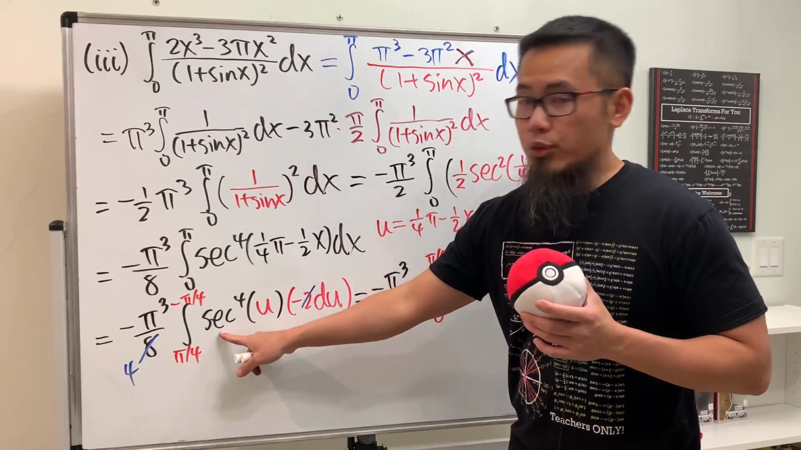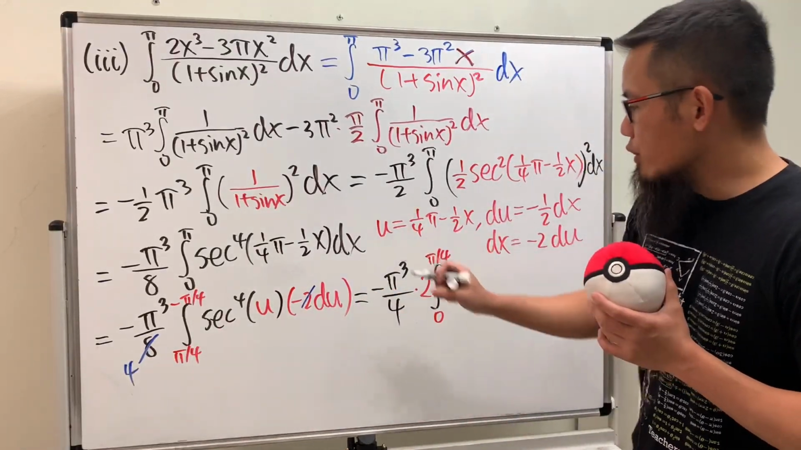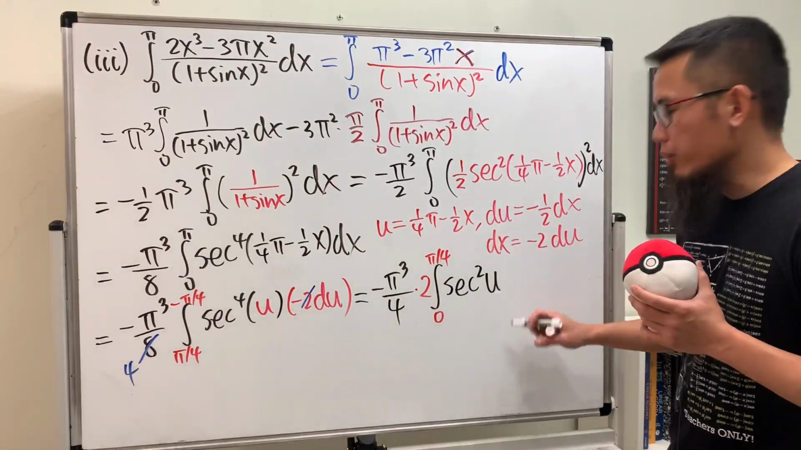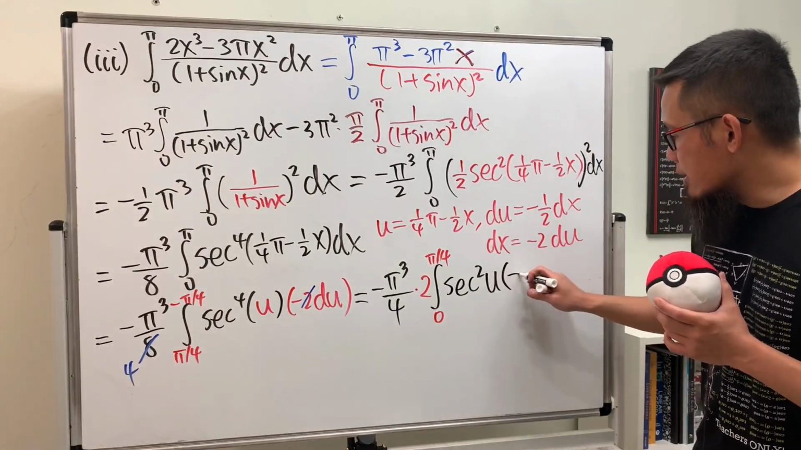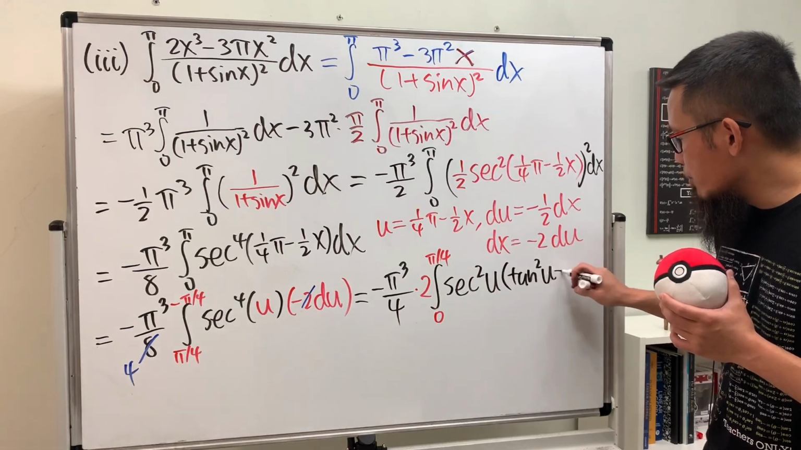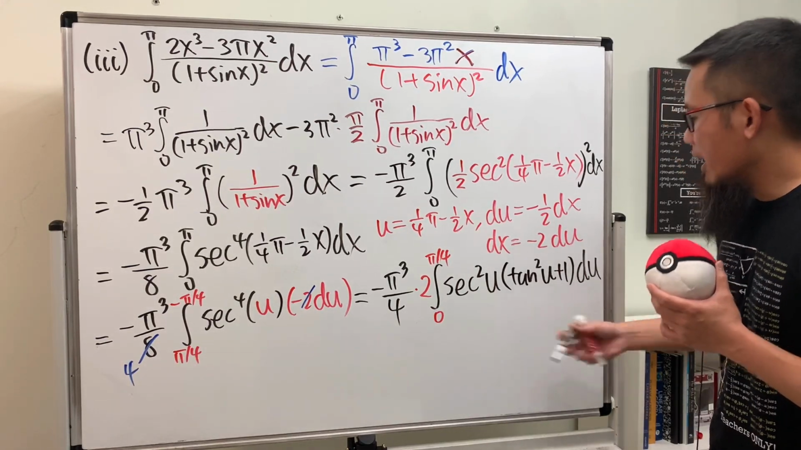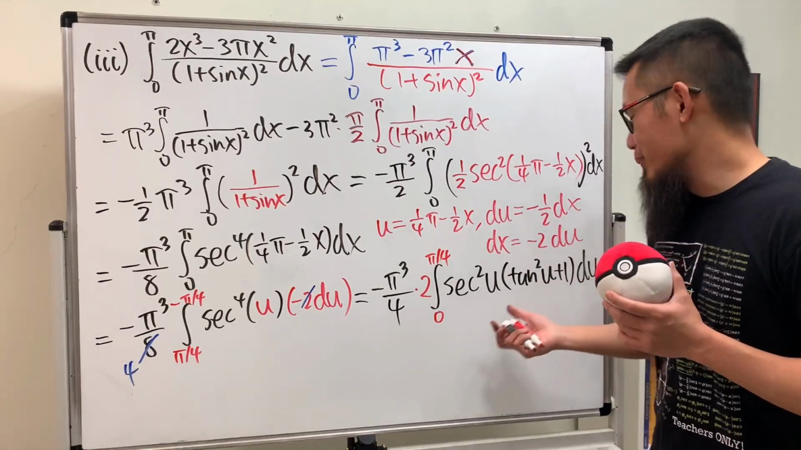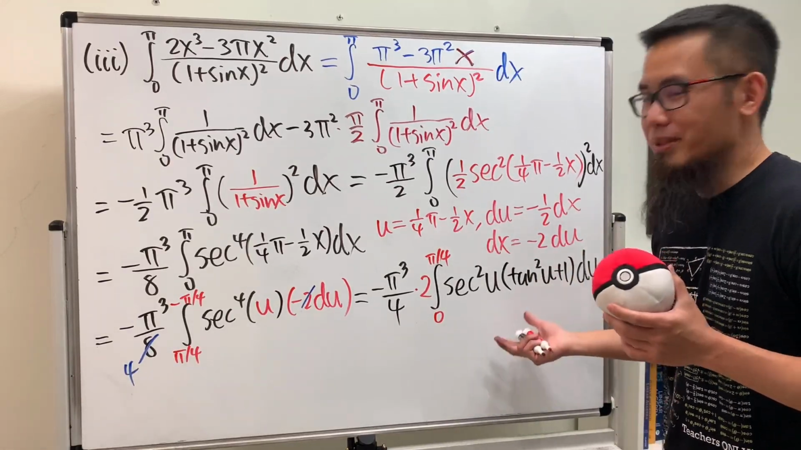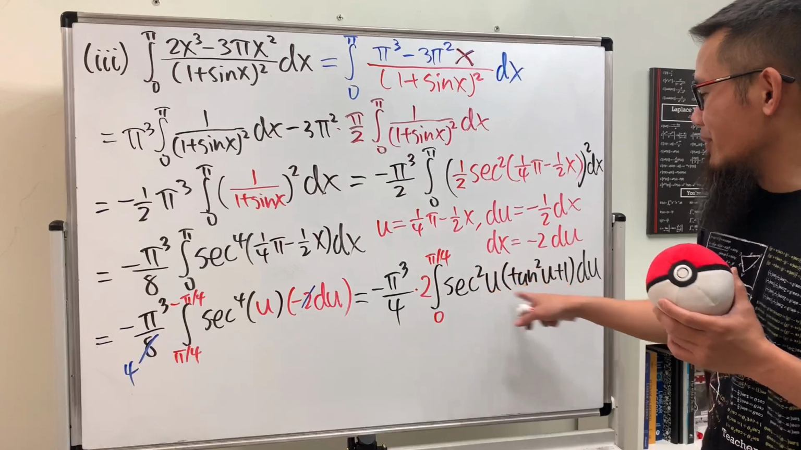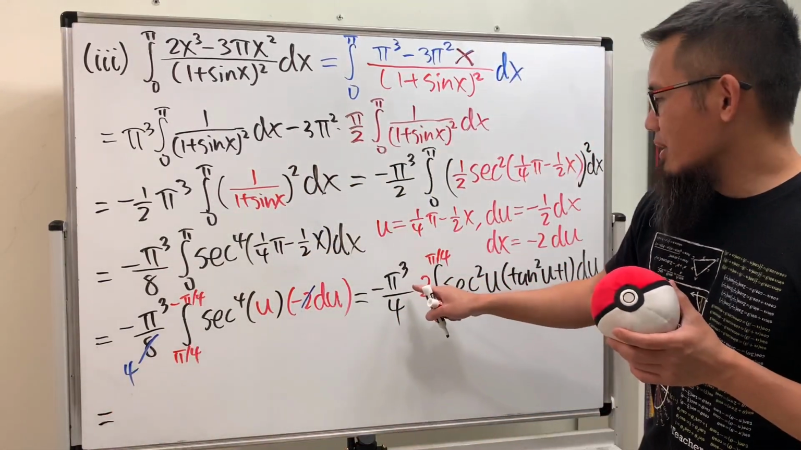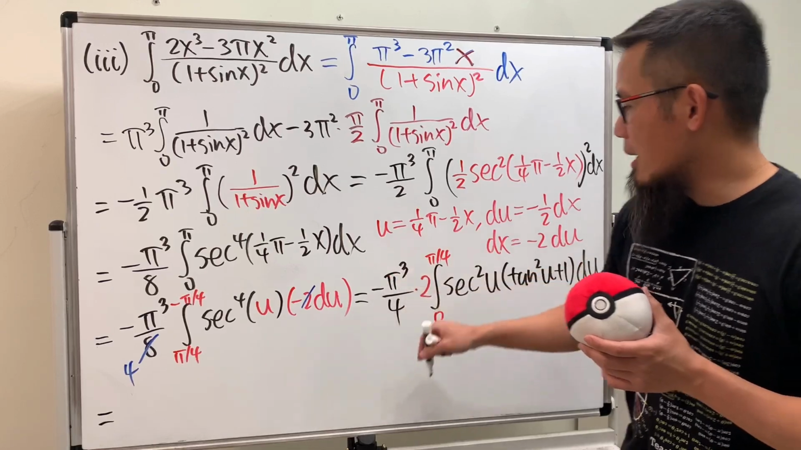And to integrate secant to the fourth power in the u world, we are going to break it down as secant squared u times secant squared u. But secant squared u is the same as tangent squared u plus 1. And here we can do another substitution. Let w equal tangent u, but let's just do that in our head, right? So if you do all that, let's see. This is going to give us negative pi to the third power over 2.